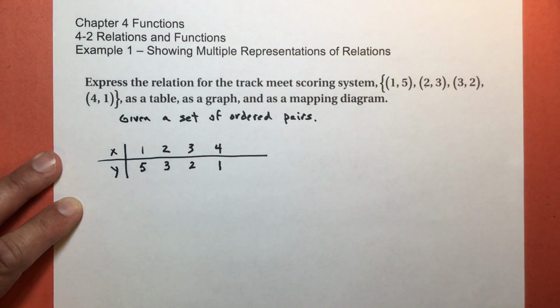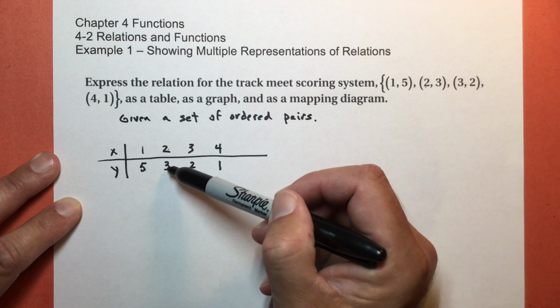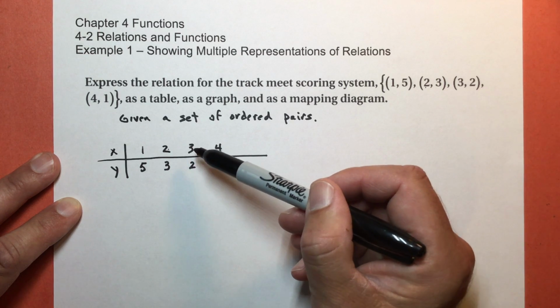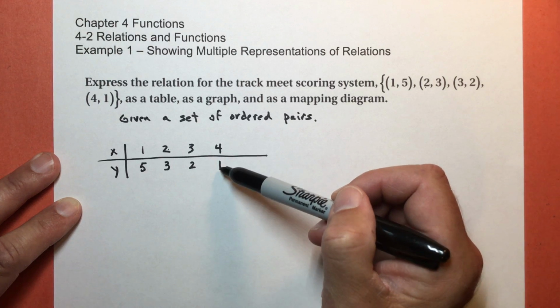So from my table, I see that first place gives me 5 points, second place gives me 3 points. Sorry about the phone ringing. Third place gives me 2 points, and fourth place gives me 1 point.